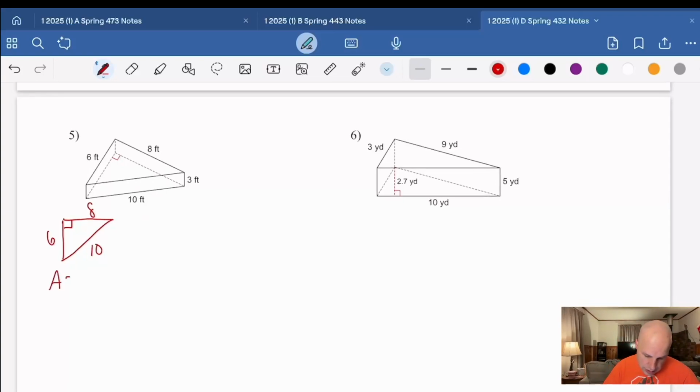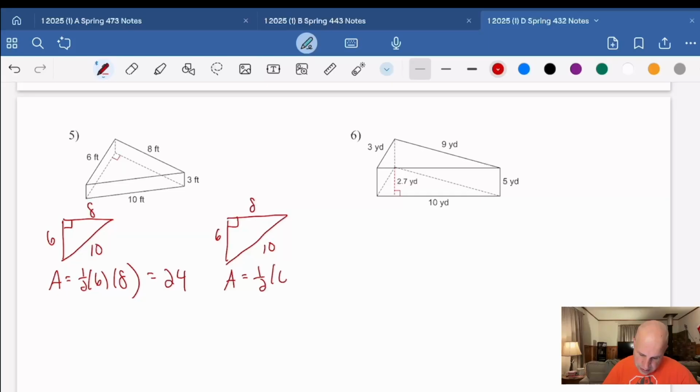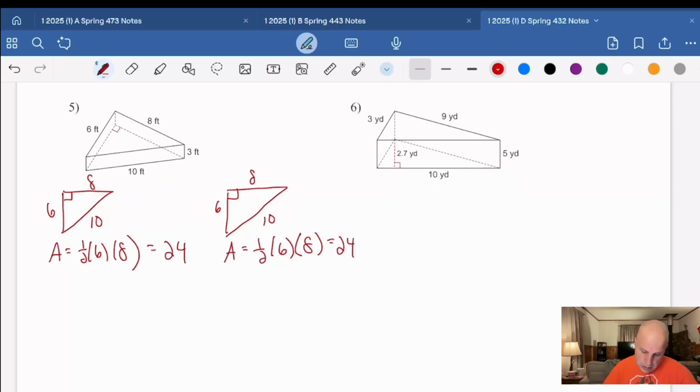The area of that triangle is 1/2 times 6 times 8, 1/2 base times height. One half times 6 times 8 is 24. So 24 square feet is the area of, let's say, this bottom triangle. The top triangle is going to have the same exact dimensions because they are congruent, and it will also therefore have the same exact area. 1/2 times 6 times 8, which is 24.